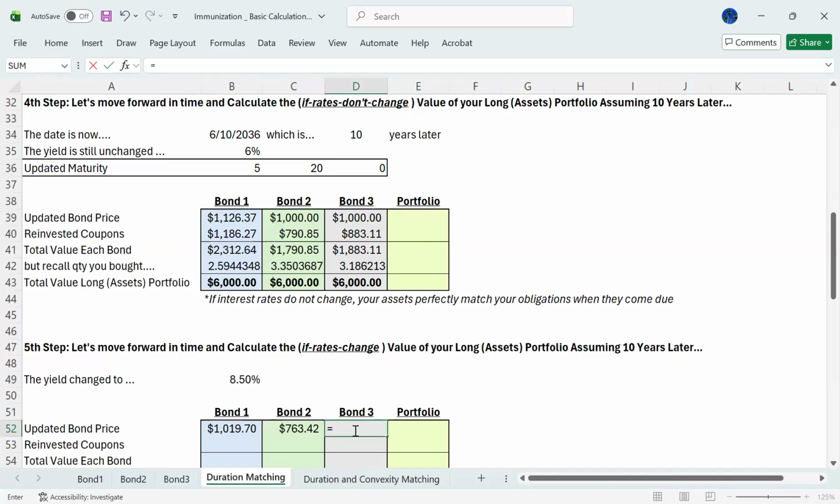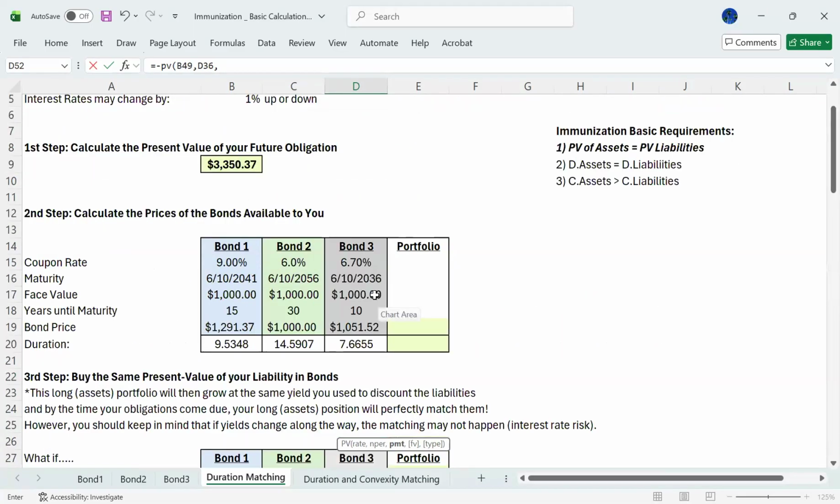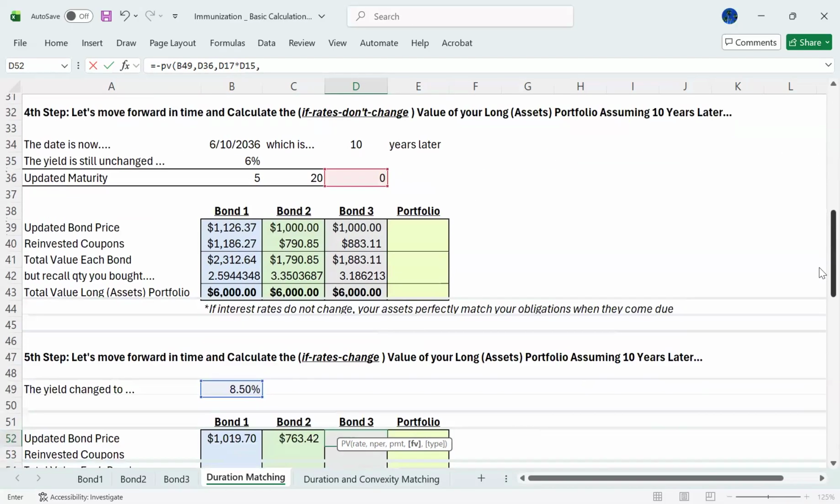Now, what about bond 3, minus PV? And then I have the updated rate, and then I have the number of years left, which is nothing. So this particular case is quite interesting because the price of the bond is actually going to be one price at par. Okay, the payments are 1,000 times the 6.7%, but that doesn't make any difference because there are no more coupon payments left.